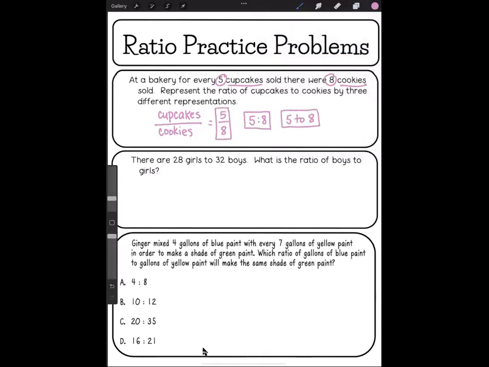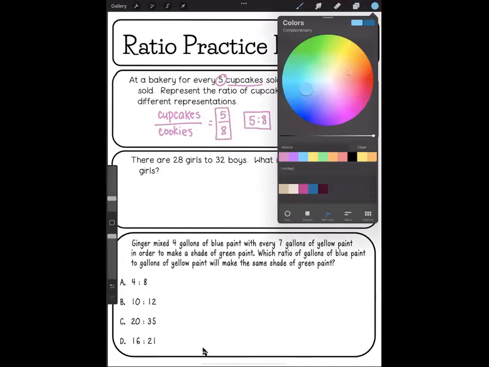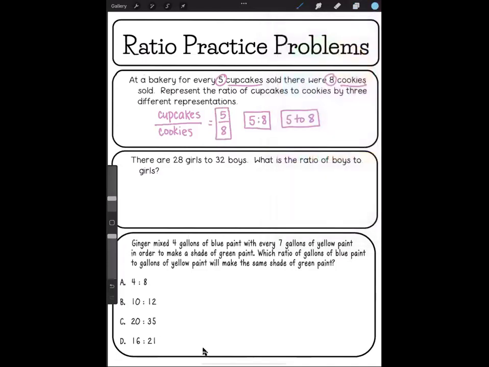Okay, question number 2 says there are 28 girls to 32 boys. Okay, so 28 girls, 32 boys. What is the ratio of boys to total? No, sorry, boys to girls. Boys to girls. So on this problem, a lot of people would accidentally do girls to boys because that's the order that is in the problem, but it specifically said boys to girls, so you have to put it in that order.